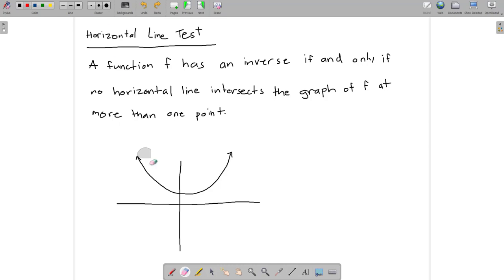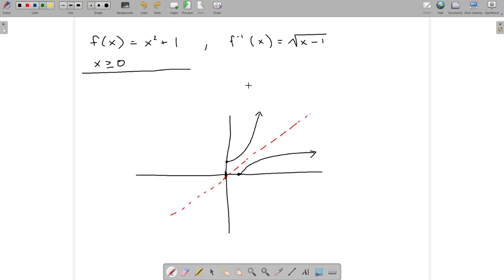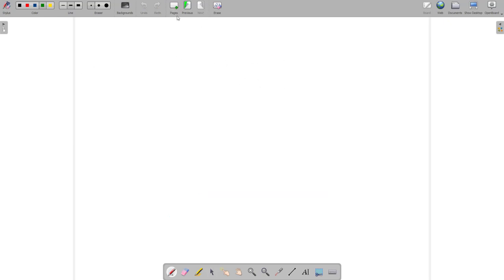But if we restrict the domain like we did, well then certainly we can now draw horizontal lines through this graph, and it'll only touch at one point. So that's an easy way to make a non-invertible function into an invertible one just by restricting its domain. And we call that property of having an inverse one-to-one. We would say that the function is one-to-one. Okay, but now that we've seen this way, I'll show you a more straightforward approach. There is an algorithm that will find the inverse function given whatever function you're starting with.